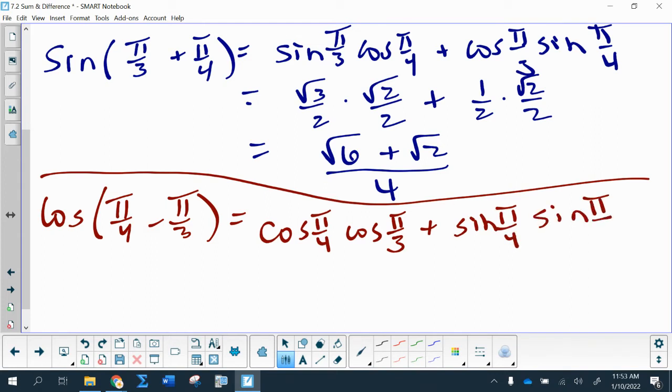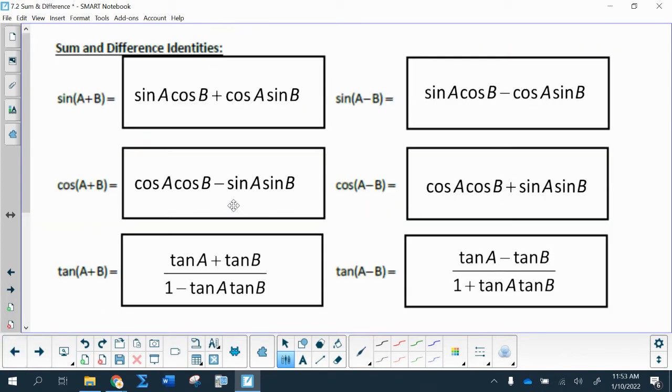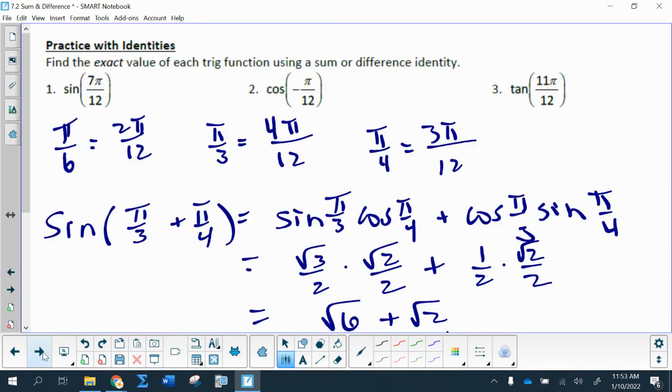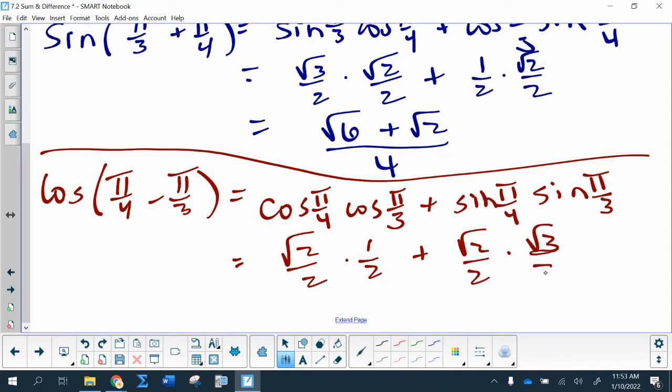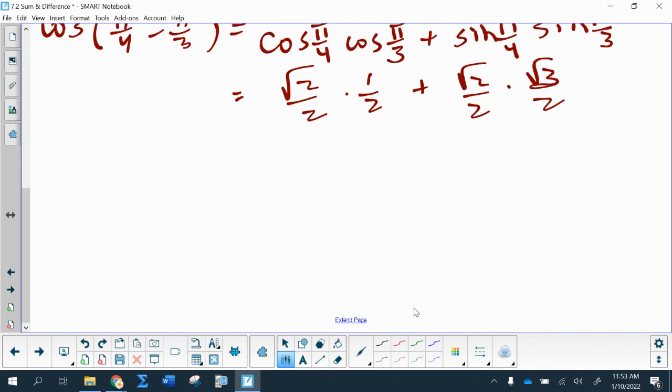Okay, now I am not recopying these formulas down because you were supposed to have copied them down, but here it is. Okay, so this is the formula I am using. And again, now I just need to know what those trig values are. So this is √2 over 2. Cosine of pi over 3 is 1/2 plus √2 over 2 times √3 over 2. You actually, for this problem, get the same answer. Square root of 2 plus square root of 6 over 4.